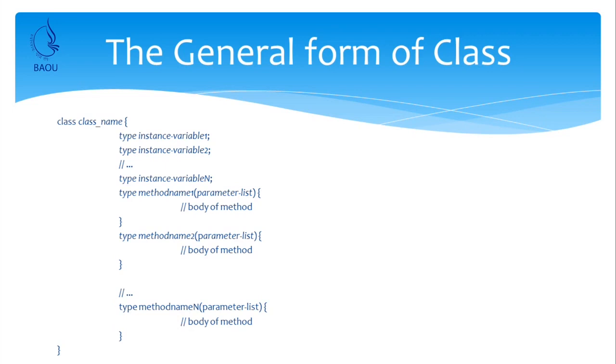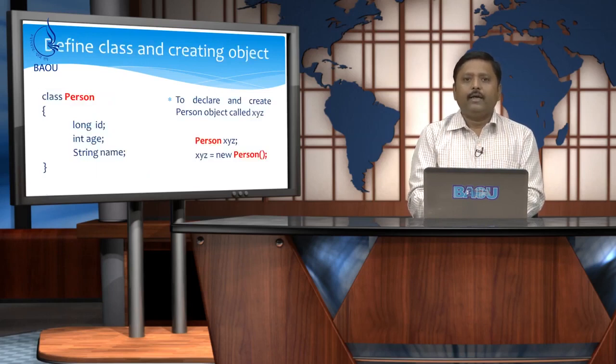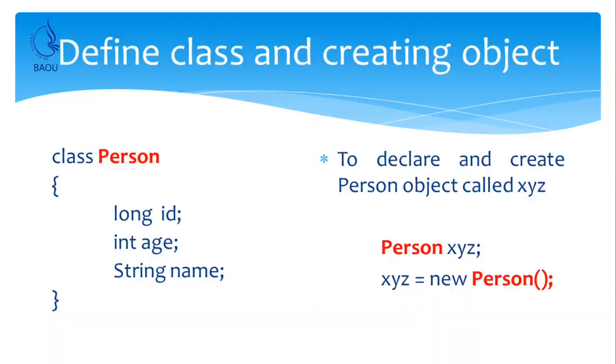So, this is the general form of a class, but now we take one example so that you can better understand how to define a class. Let us take the example of class Person. In Person we can have ID, which represents the ID of the person. Every person has an age and a name also. So, ID is of type long, age is an integer and name is a string. So, this class has three instance variables: ID, age and name.